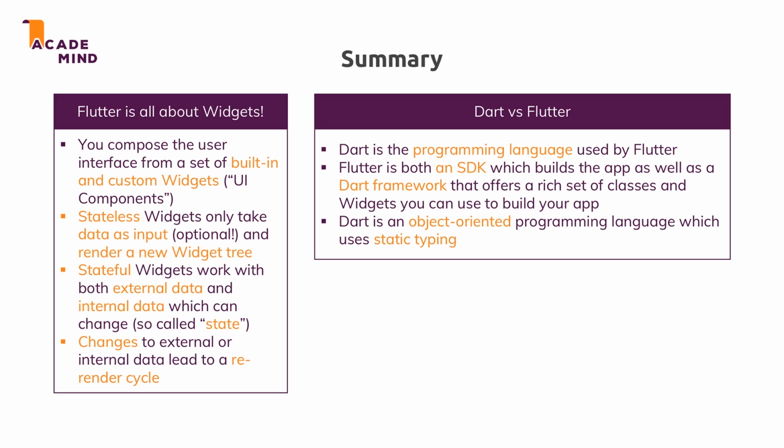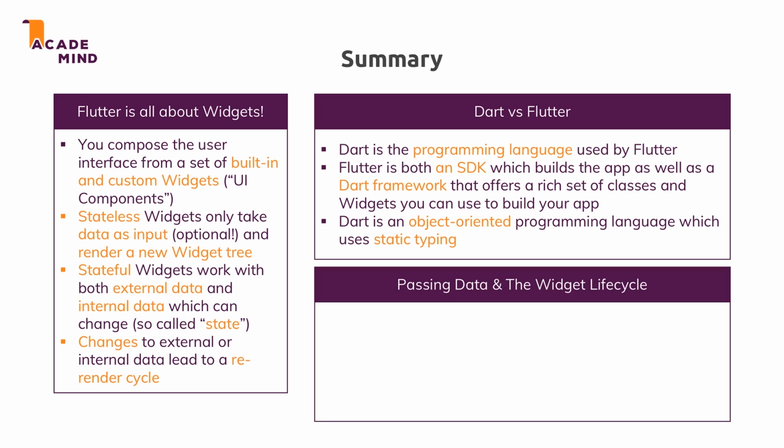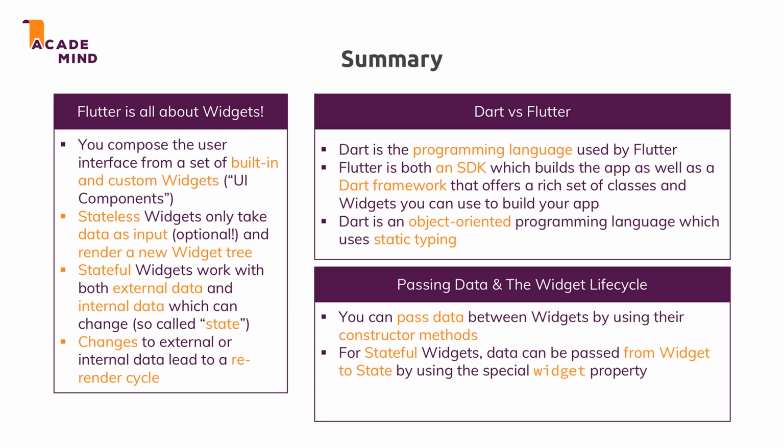Now finally, one important part of working with Flutter widgets is that you can pass data around and that you understand the widget lifecycle. Now you can pass data between widgets by using their constructor methods. This is how you can pass data down the widget tree. You can pass data to a child widget. For stateful widgets, data can also be passed from the widget to the state object, because remember, you create stateful widgets by connecting two classes basically.